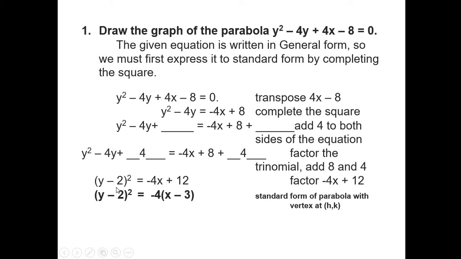Then, you factor this trinomial. Y minus 2 quantity squared is equal to negative 4x. 8 plus 4 is 12. Then, you can factor this part. Negative 4 is a common factor. X minus 3. So, y minus 2 quantity squared equals negative 4 times quantity x minus 3. So, this is now the standard form of the parabola with vertex at H, K. So, from this equation, we can now be able to determine the vertex of the parabola.